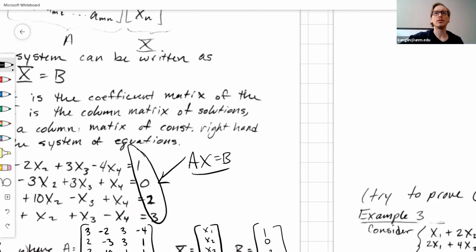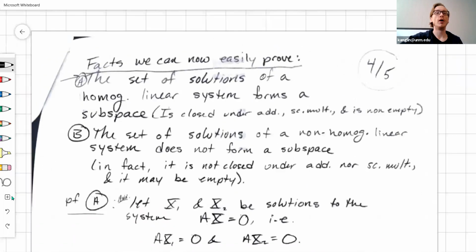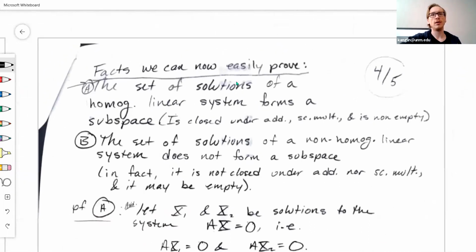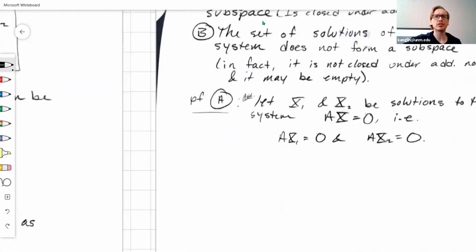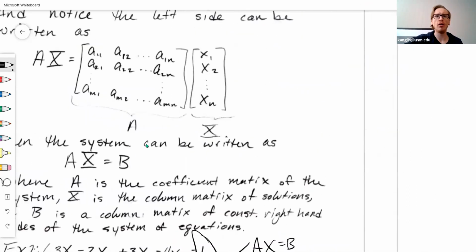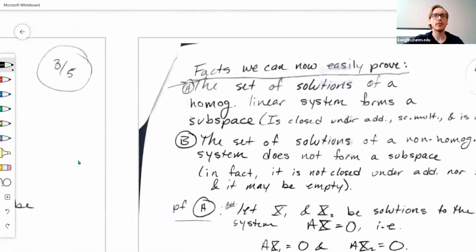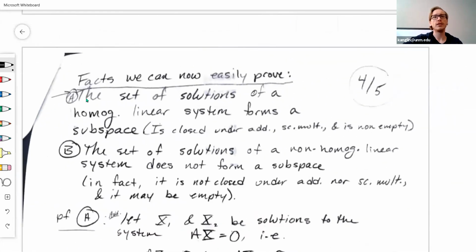Okay, let's see one huge value of doing this. One huge value of doing this is that there are some facts that we can very easily prove about these linear systems. Writing this matrix equation to contain all that same information is extremely convenient. Let's see why. So we can easily prove these facts A and B here.